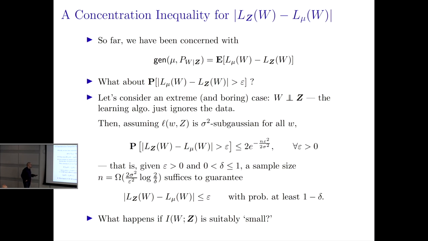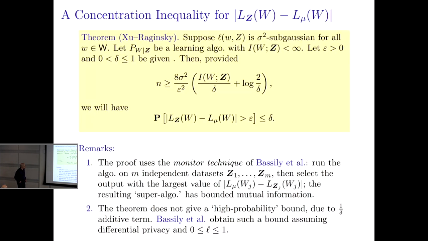So this is the case when the mutual information between W and Z is zero. What happens when it's not, but it's small? This is the result we proved with Aolin. Once again, suppose this is sigma sub-Gaussian for every hypothesis, and suppose I have any learning algorithm whose mutual information between the output of the algorithm and the data is finite. Give me some epsilon and some delta. Then assuming that they have at least this many samples, it's still 1 over epsilon squared, and there's that log 2 over delta, which comes from Hoeffding. But then there's this other term, mutual information divided by delta. This is enough to guarantee that the absolute value between the empirical loss and the population loss of W will be small with high probability.